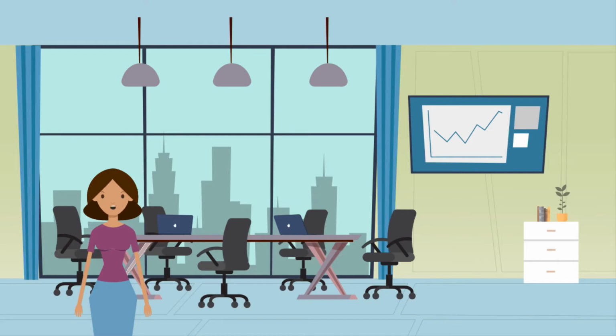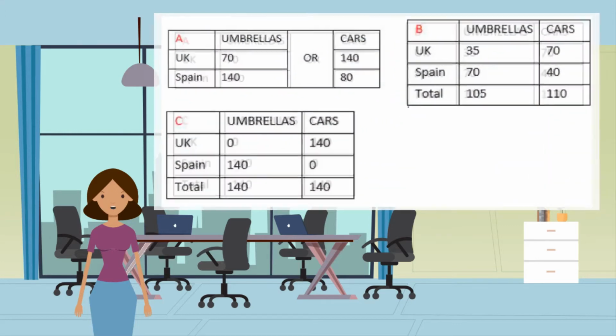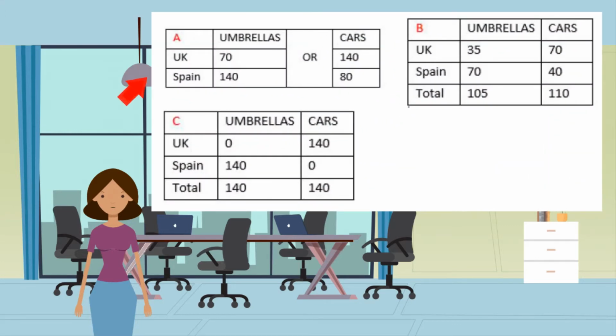Firstly, a numerical approach. Example 1. In this situation, Spain has an absolute advantage over umbrellas whilst UK has an absolute advantage over cars. We can see this in Table A. If countries didn't specialize and produced both, we can see in Table B, they would spend half their time on each. However, if they specialized, they could produce more. You can see this in Table C.